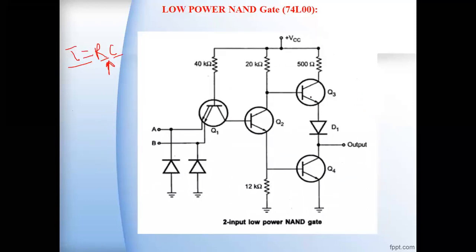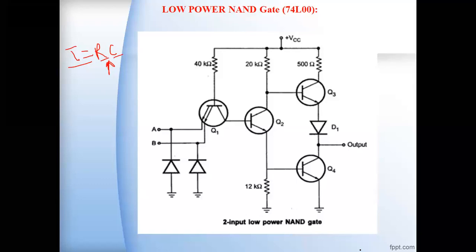But in the low power, we have the same configuration, but here we do not find any Darlington pair in the circuit. Here also we have the totem pole configuration, and in the previous one also we have the totem pole. But along with the totem pole or push-pull output, we also have the Darlington pair in the high speed. That is the observation we have to make here.